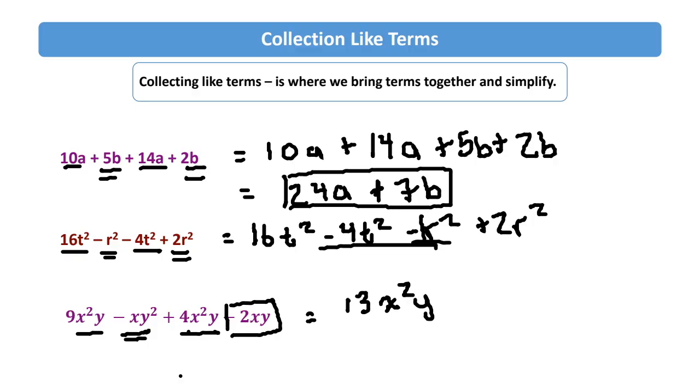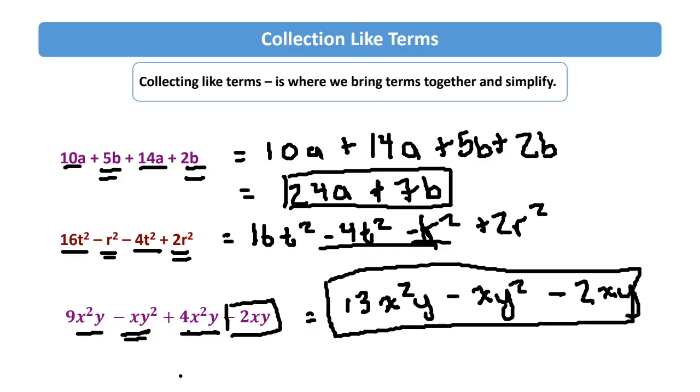Then I have a negative xy squared. It can't combine with anything else, so we're just going to leave it as is. We don't change anything, we just leave it. And then I also have a negative 2xy that couldn't combine with anything else, so it just stays there. It doesn't change, and that's my final answer. So we only combine the terms that we're able to combine. The rest of them sit there. They don't get combined. They just stay the same. And in some of these questions, you might not be able to do anything. So some of the assignment questions might have no solution.